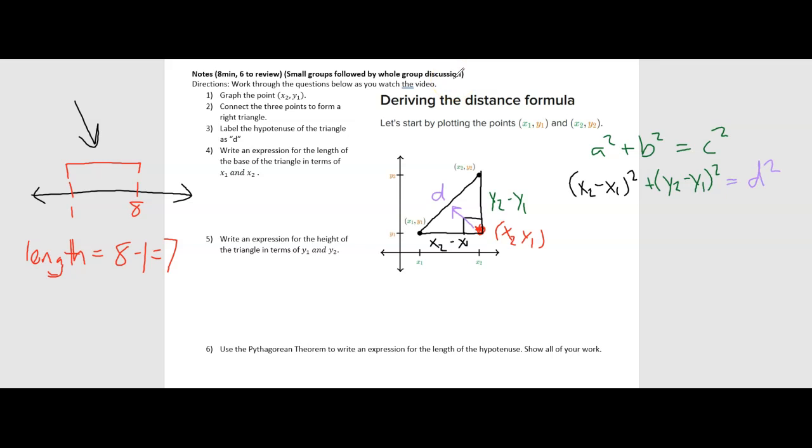Well, if I want to find the length of the hypotenuse, if I want to solve for d to get d by itself, because remember, our hypotenuse here is the distance. That was the distance we're looking for between those two points. So I want my formula to tell me what the distance is between those two initial points, which means I need to get d by itself. So I'm just going to take the square root of both sides.